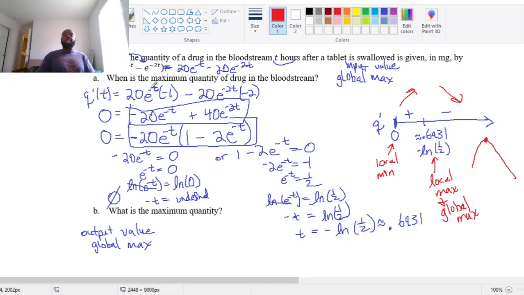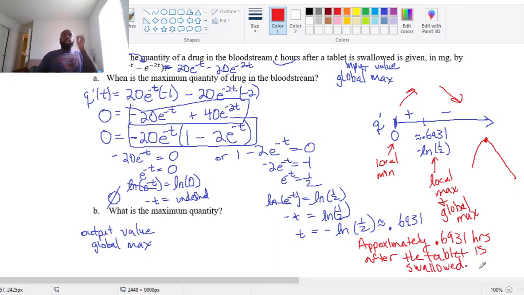And so it says, when is the maximum quantity of drug in the bloodstream? We can say approximately 0.6931 hours after the tablet is swallowed. All right, and that is the answer to number one.